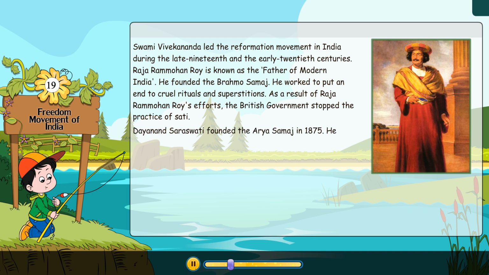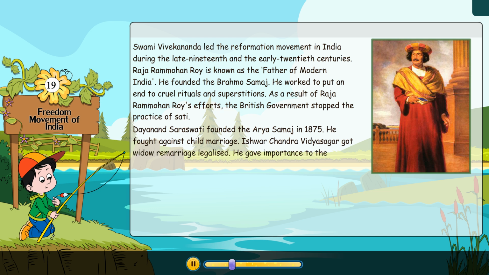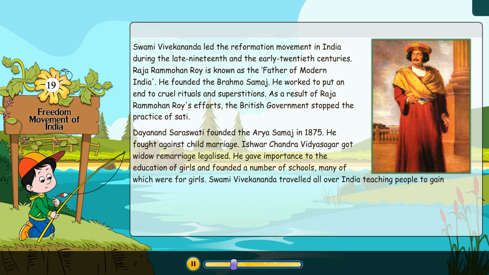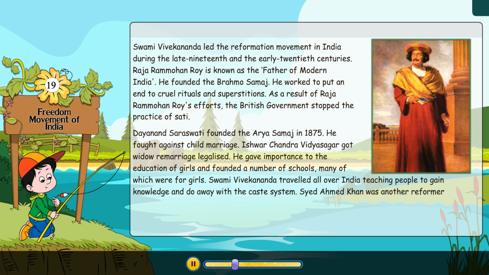Dayanand Saraswati founded the Arya Samaj in 1875. He fought against child marriage. Ishwar Chandra Vidyasagar got widow remarriage legalized. He gave importance to the education of girls and founded a number of schools, many of which were for girls. Swami Vivekanand travelled all over India teaching people to gain knowledge and do away with the caste system. Sayyid Ahmad Khan was another reformer of this period, who gave much importance to spreading education amongst the masses.